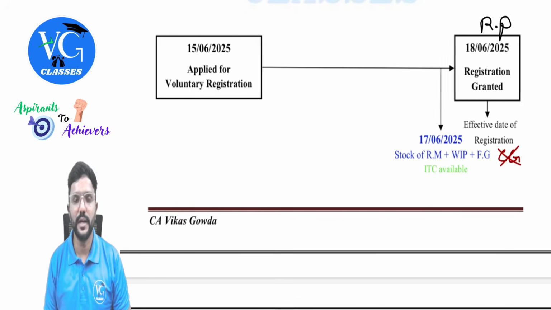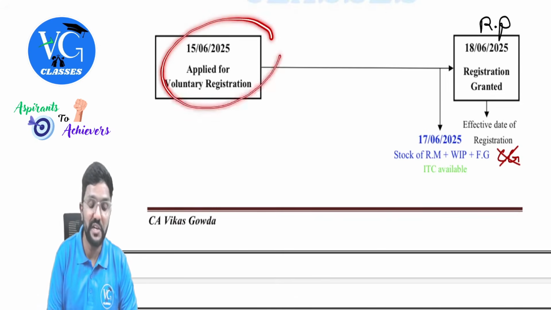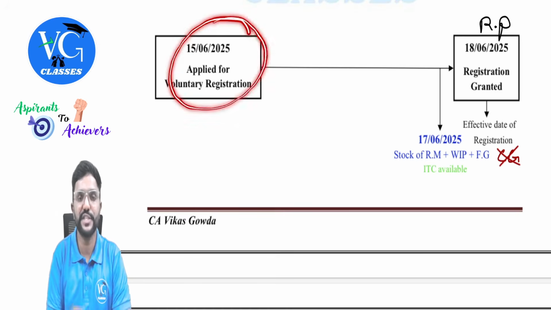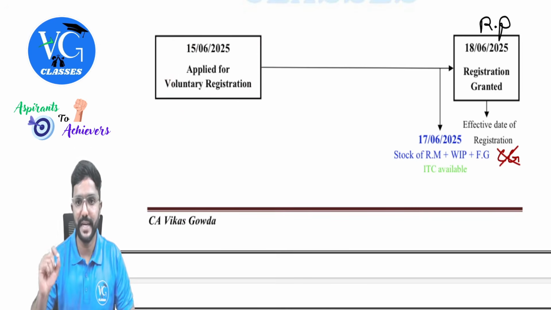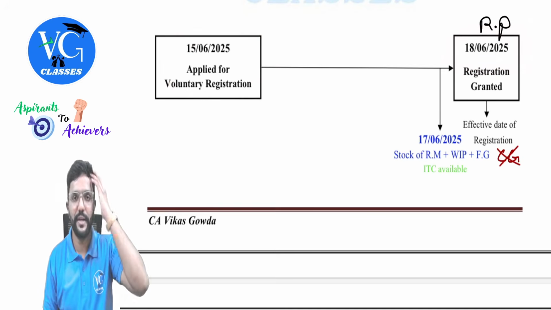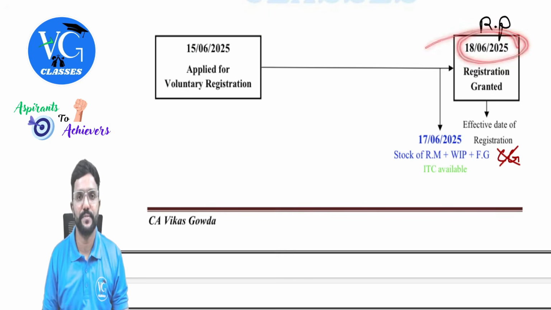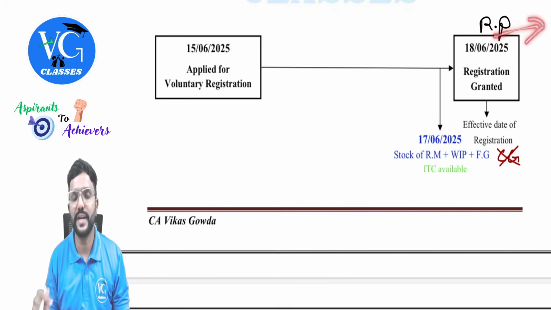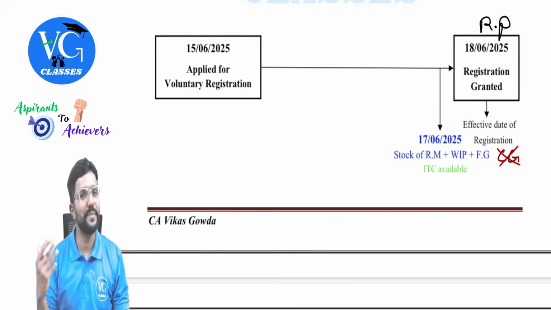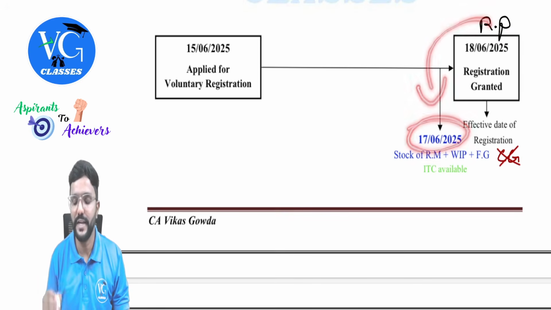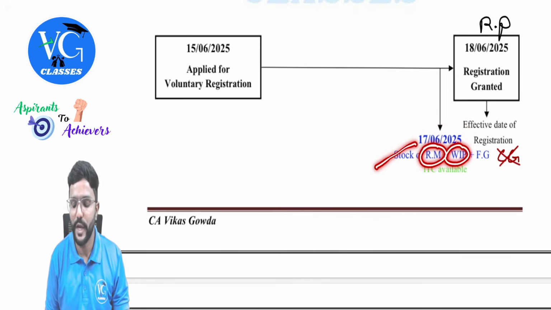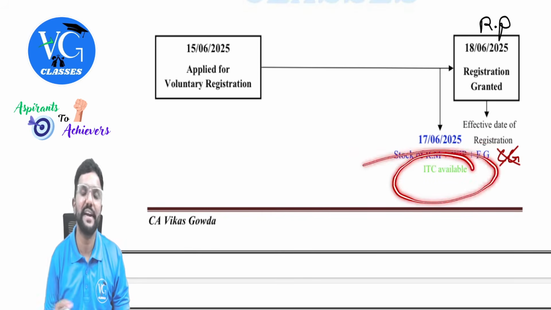Next. Sir, I am not at all liable for registration, but still I applied voluntarily and took registration. I applied on 15th June and registration is granted on 18th June 2025. So I am called a registered person from what date, sir? From 18th June, guys. On or after 18th June, if I make any inward supply, I can claim the credit, and on my outward supply I am liable to pay output tax. But as per section 18 subsection 1, on the preceding day, that is 17th June, whatever stock of raw material, WIP and finished goods I have, I am eligible to claim a credit of it.